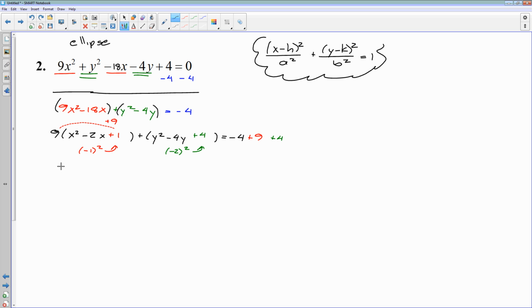At this point, we will factor the left side. That's going to factor to (x - 1)^2.